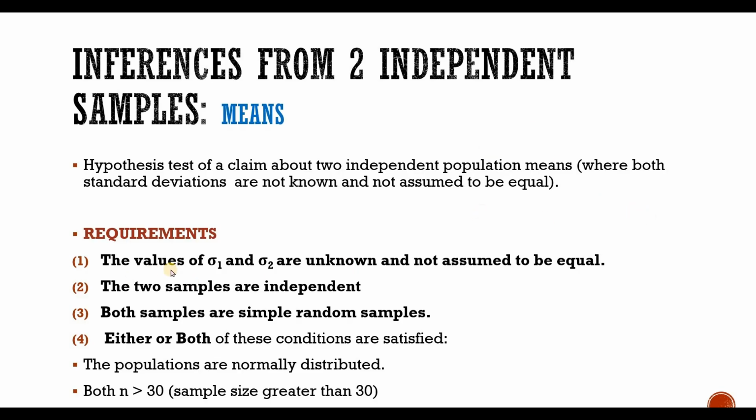But what are the requirements that you have to ensure? So the values of the standard deviation for both populations must be unknown and not assumed to be equal. The 2 samples have to be independent. They are not related to each other in any way. And again, the samples have to be simple random samples, and either the populations that they're taken from are normally distributed, or both samples have a sample size greater than 30. So it's important to check that these requirements are met before you do your independent sample t-tests.